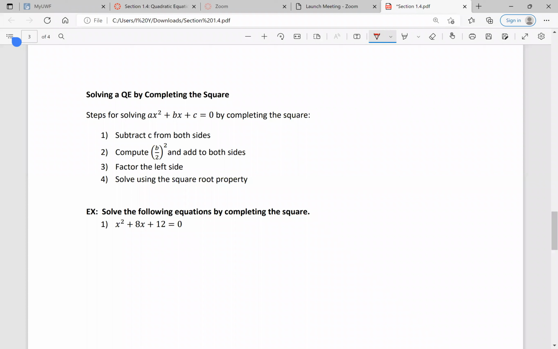So first step, subtract c from both sides. I get x squared plus 8x equals negative 12. Okay, so then it says compute b divided by 2 squared. Well, b is 8, divided by 2 squared, which is 16. Add it to both sides.